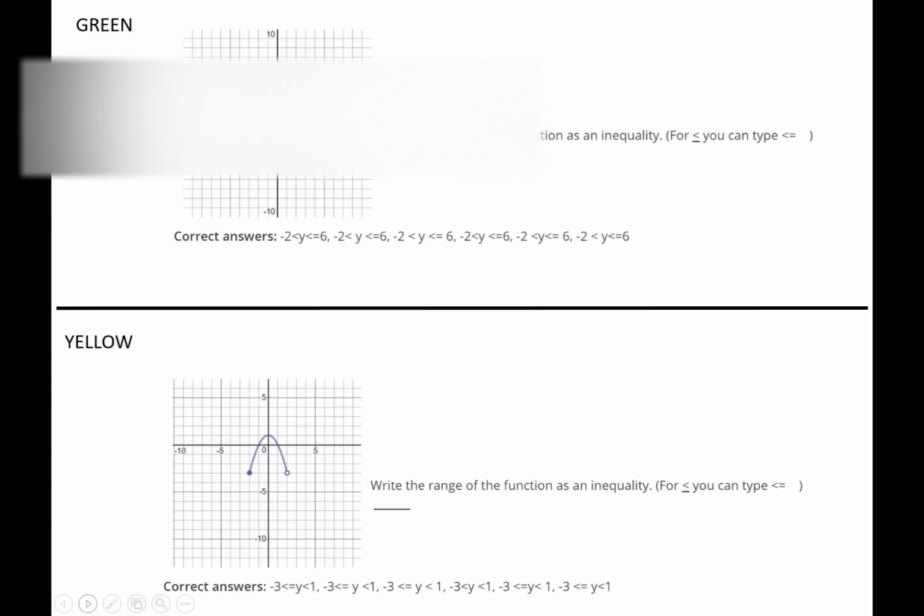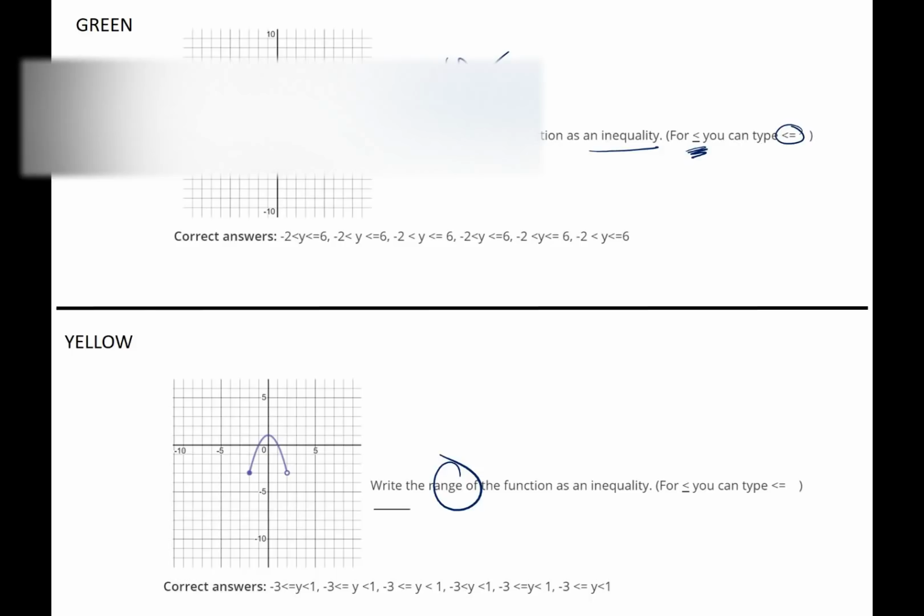All right, here's where the wheels came off the wagon. We needed range. Range is your y values. A lot of you are still listing x values. When we're doing this, you can type this less than or equal to symbol if you need it. And just as an inequality, most of us did the inequality. There are a few people who put it in set notation instead.